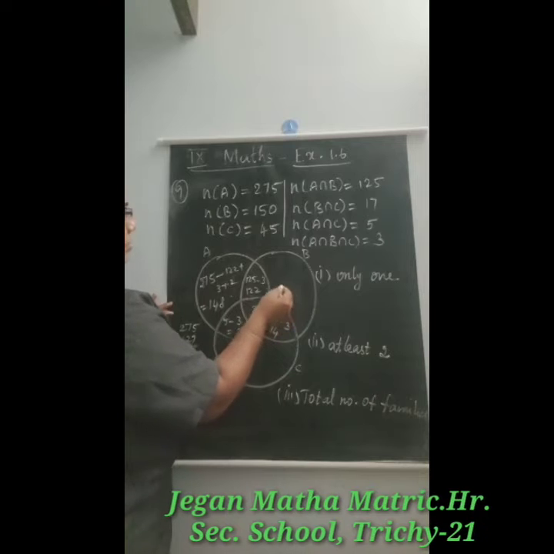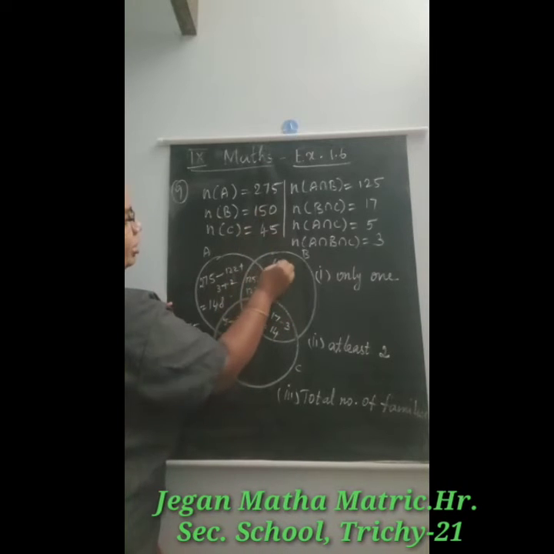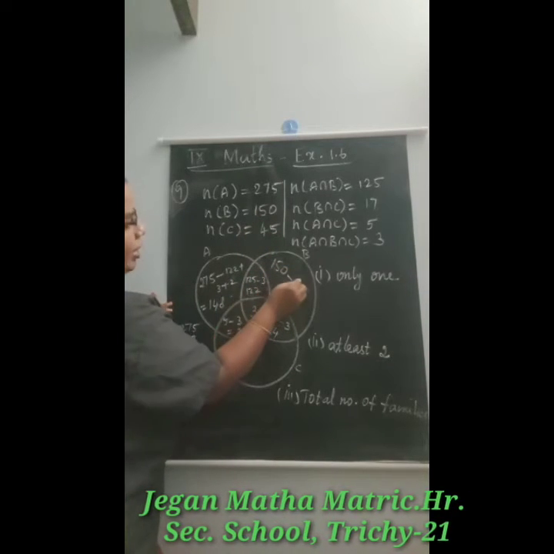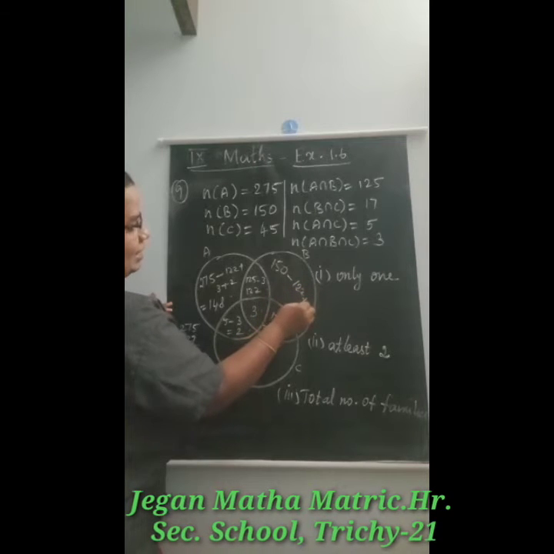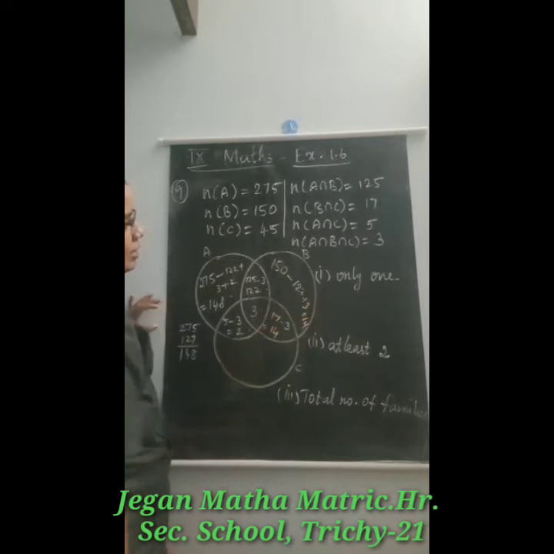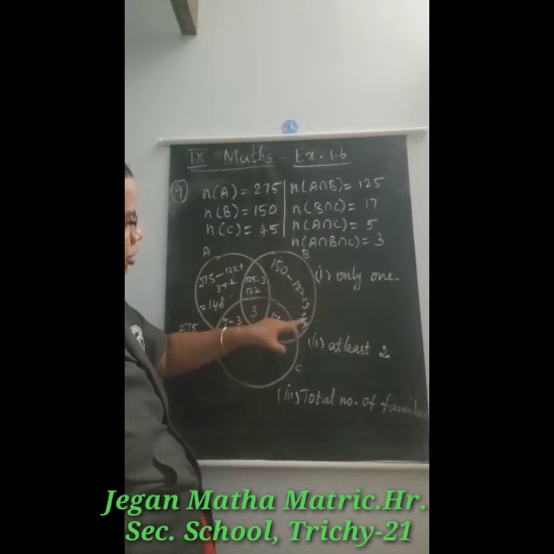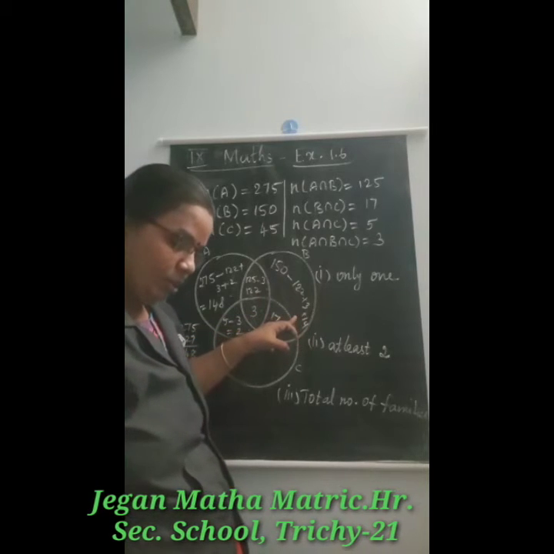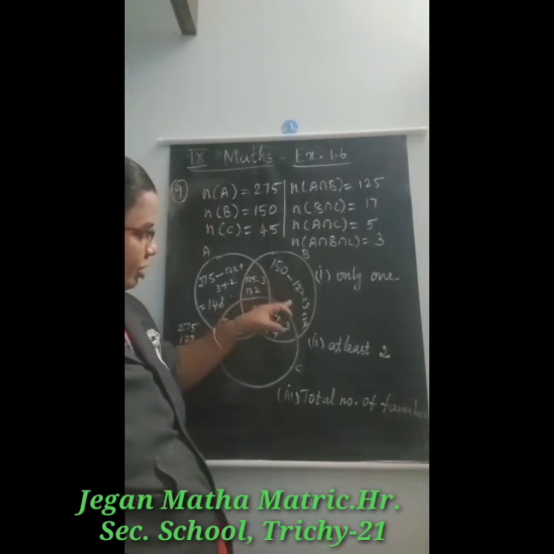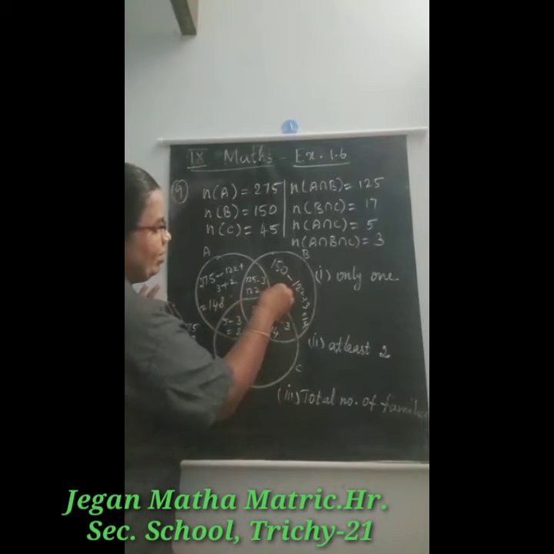And then here n of B: 150 minus 122 plus 3 plus 14. That is 125, 129, 139. 139 means 150 minus 139, 11.